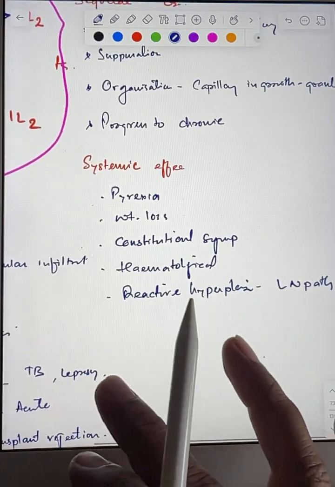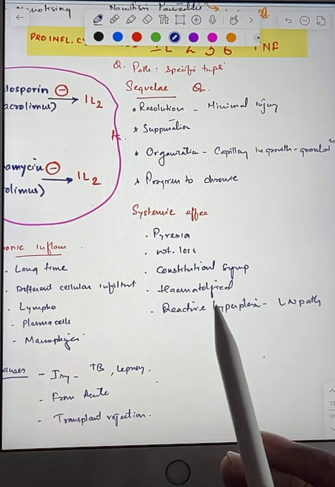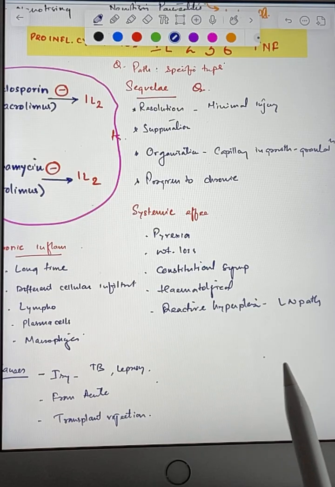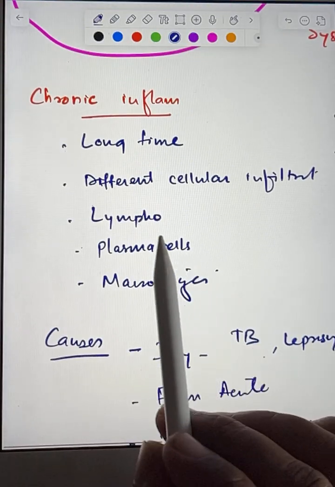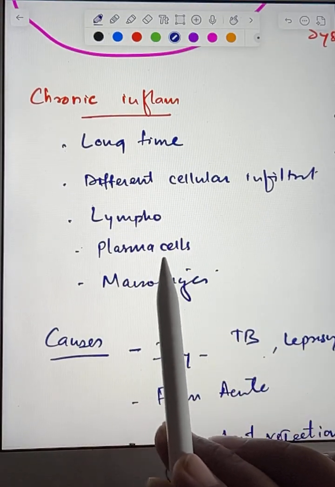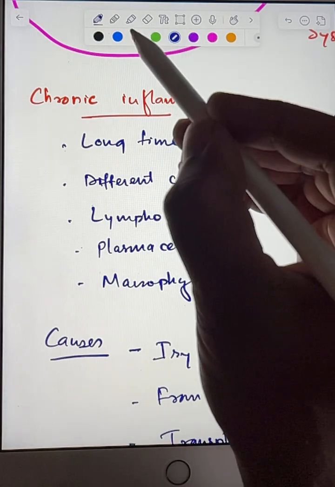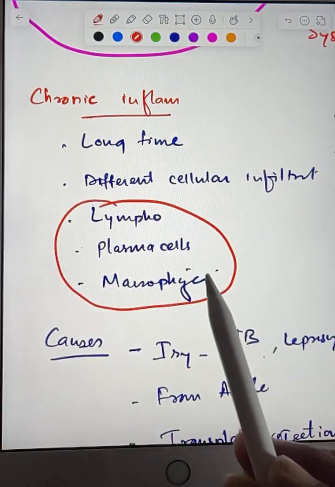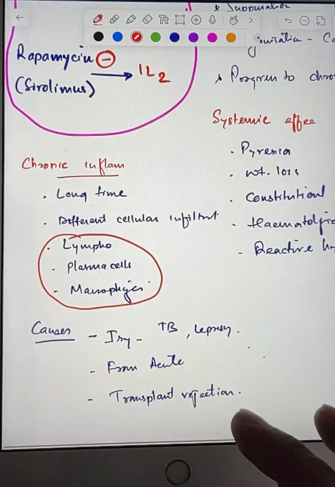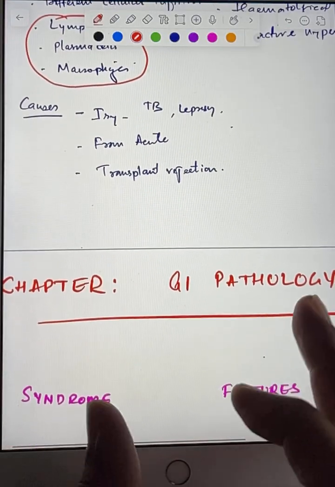Systemic effects of inflammation are pyrexia, weight loss, constitutional symptoms, hematological changes and reactive lymphadenopathy. Chronic inflammation is long-standing, with different cellular infiltrates: lymphocytes, plasma cells and macrophages. These are the main cells. Causes include tuberculosis, and acute inflammation and so on.